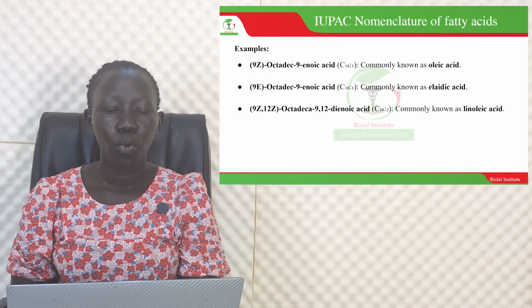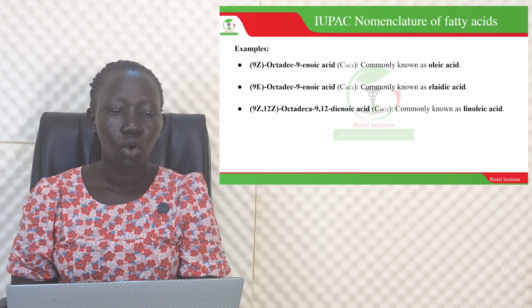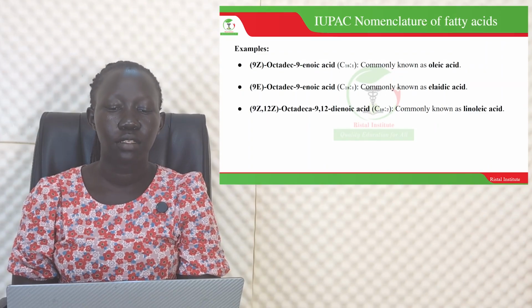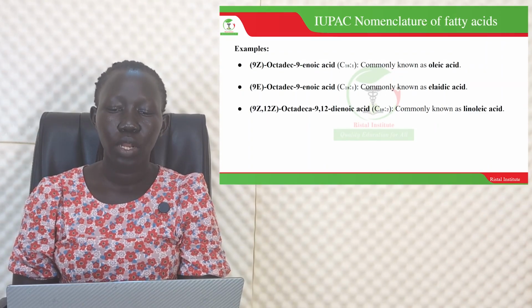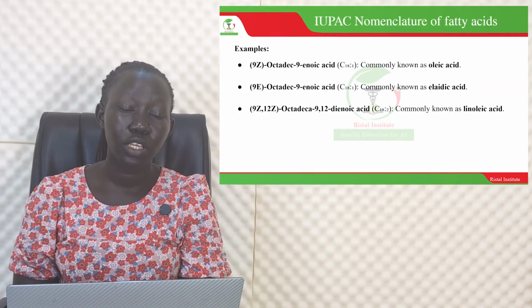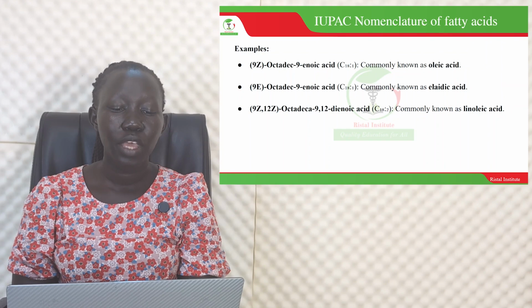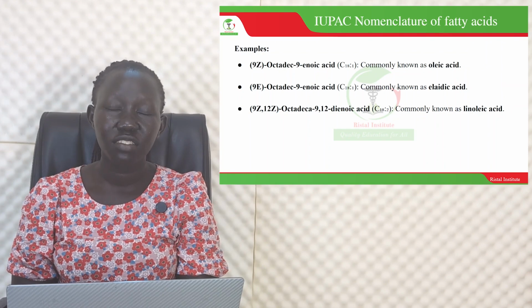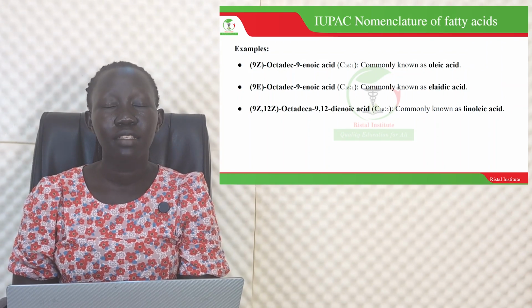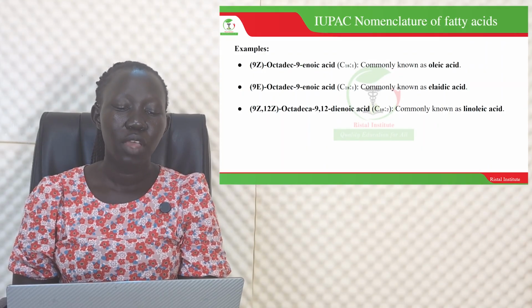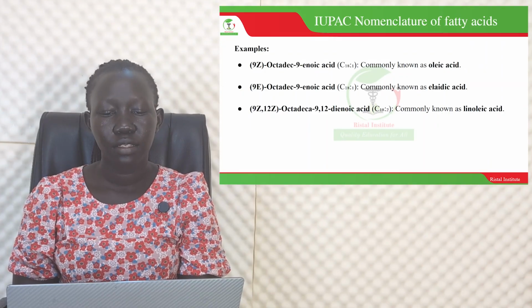For example, we have 9Z-octadec-9-enoic acid, and this is commonly known as oleic acid. It has 18 carbon atoms and one double bond occurring at carbon atom number 9. It is called Z because it is a cis configuration, on the same side. Then we have 9E-octadec-9-enoic acid.